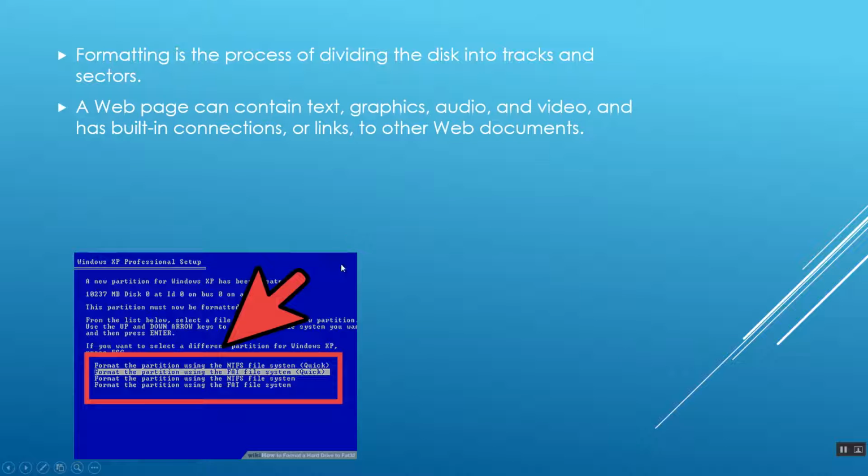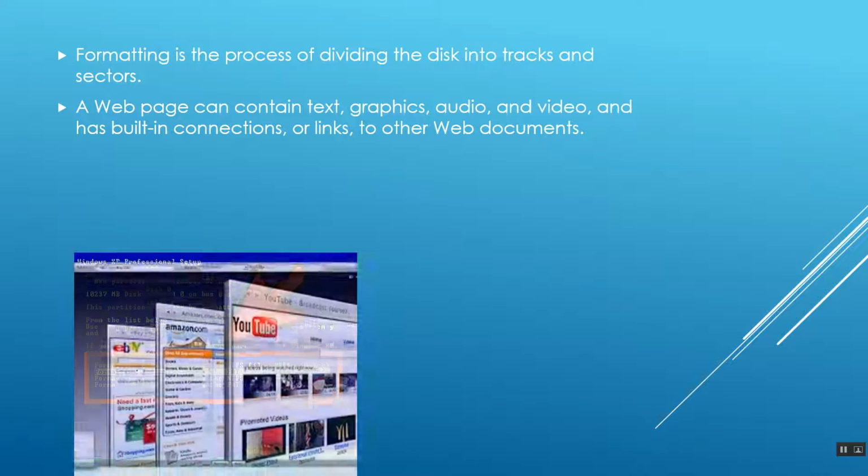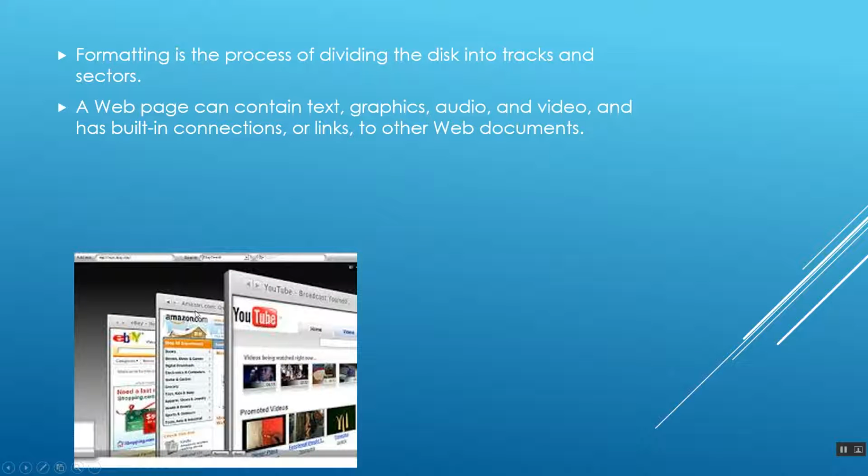Now, I mentioned web pages when we talked about communication devices and things like that, the internet. But a web page can contain anything from text, graphics, audio, video, and has built-in connections or links to other web pages. This link links to that page. This page has several links that link to others. Those pages link to a bunch of others, making a big web of links.